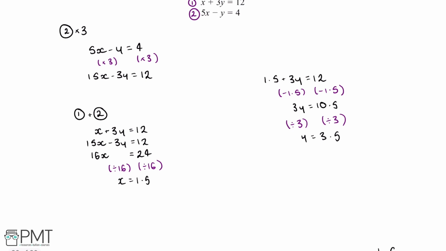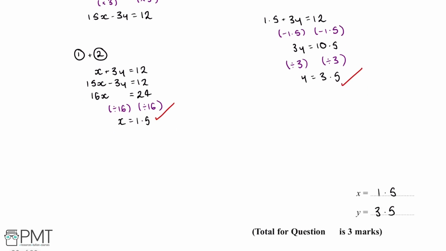Now this question's worth 3 marks. We'll get 1 mark for eliminating one of the variables. We'll get our second mark for substituting the value of x we worked out into one of the equations. And our third mark for the correct answer.